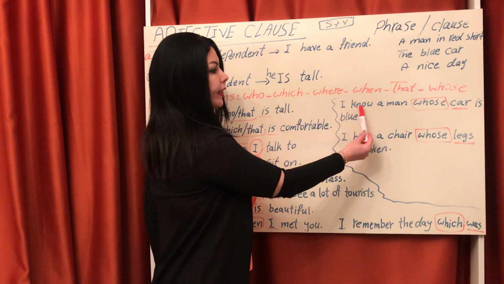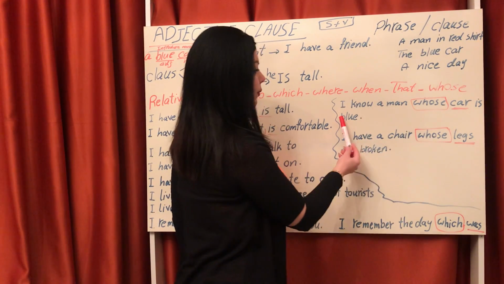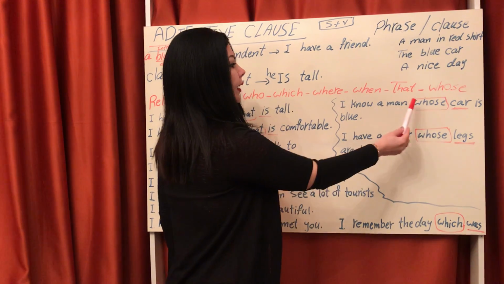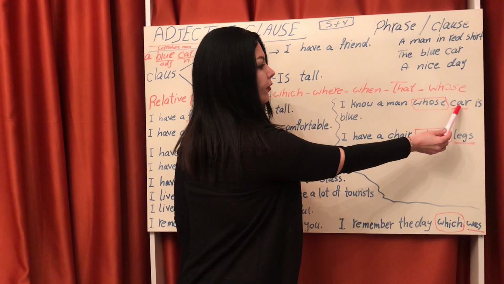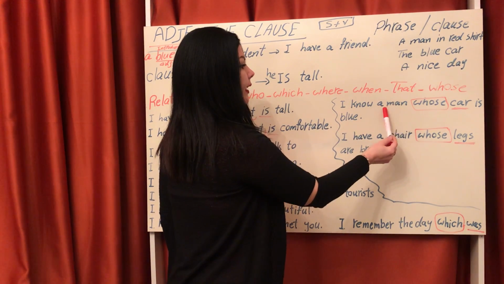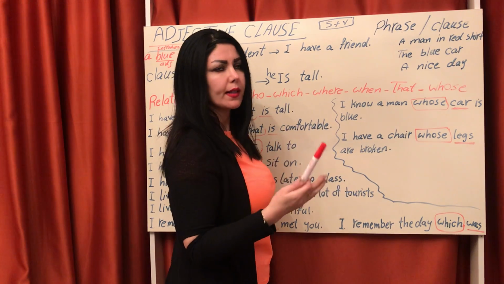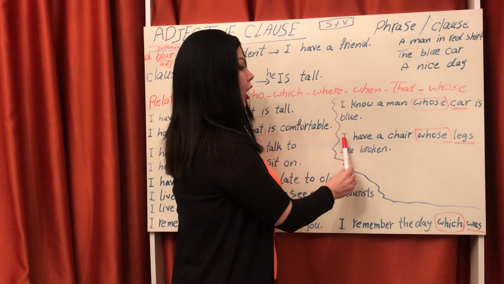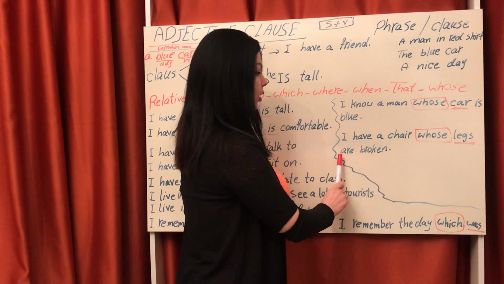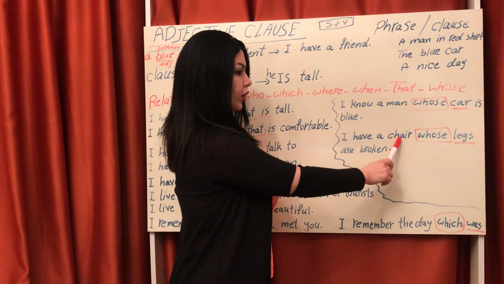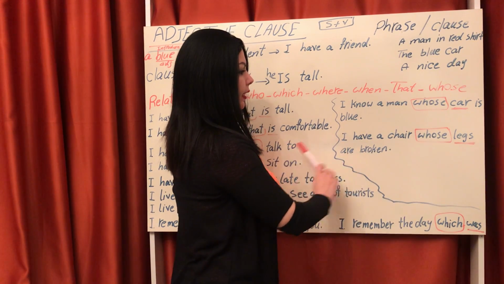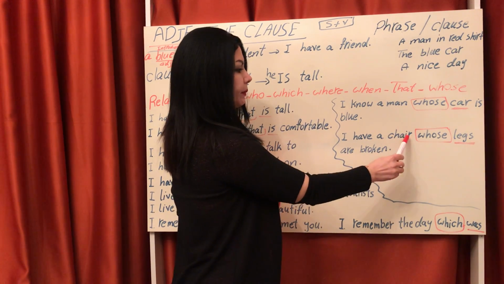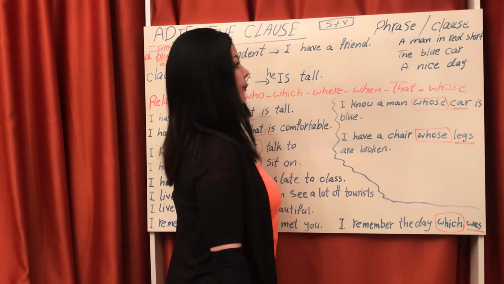For whose: I know a man whose car is blue. As you see, after whose we have a noun. And here we have a person. For person and things we can use whose for belonging. And here: I have a chair whose legs are broken. After whose again we have a noun. And here chair is a thing, and here man is a person.